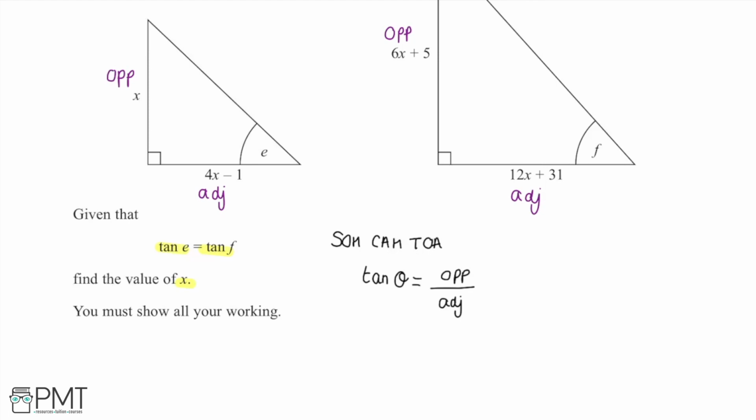Now what we can write out is tan of the angle E this time. So tan of E is the opposite over the adjacent. So tan of E is equal to x over 4x minus 1. And we can do tan of F as well, because that's what we're looking to find here, so we can get an equation in terms of X. So tan of F is the opposite over the adjacent, so 6x plus 5 divided by 12x plus 31.